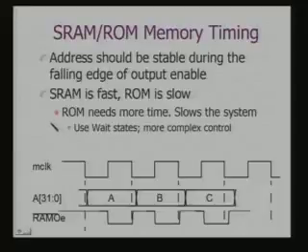So the address should be stable during the falling edge of output enable. The SRAM is fast, but ROM is slow and needs more time. It slows the system. So the access time for the ROM is slow. That provision we have not shown, how to take care of the slow access time of the ROM. Now the whole thing needs to be modified to take care of it. The obvious thing is to use wait states. That means when you are using a ROM access, you have to use the wait signal so that the system can wait.